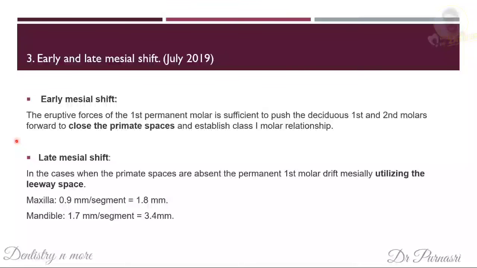Whereas in late mesial shift, if the primate spaces are absent, then as the first permanent molar is erupting, it utilizes the leeway space. Leeway space is the difference between the size of the deciduous molars and the permanent premolars that are going to erupt in that place. So in maxilla it is 0.9 mm per segment, that is 1.8 mm in the maxilla, and in mandible it is 1.7 mm per segment. Both the quadrants together it is 3.4 mm.